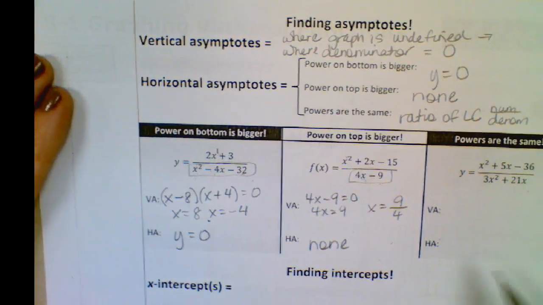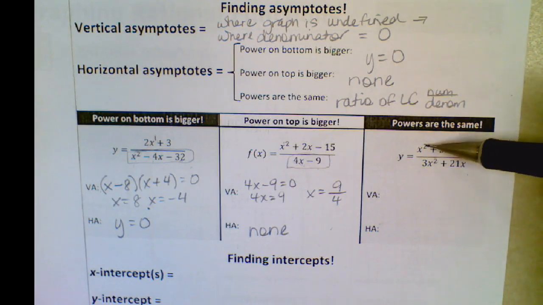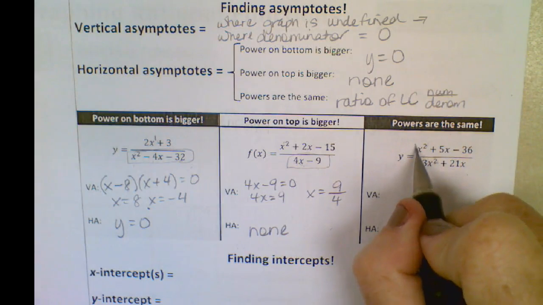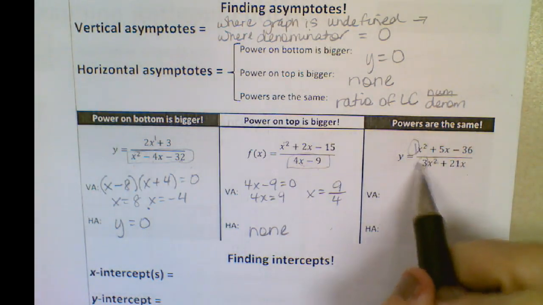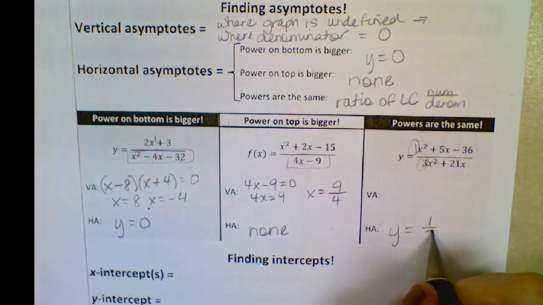Okay, horizontal asymptote here, let's do that one first. So the powers are the same here. My degree of both equations is x squared, so my degree is 2. So what I really need to do is take the ratio of the leading coefficients. So my horizontal asymptote is going to be at 1/3.